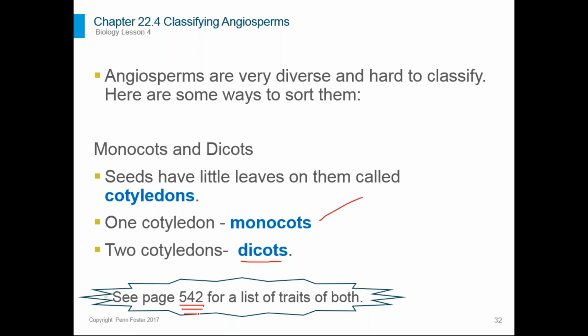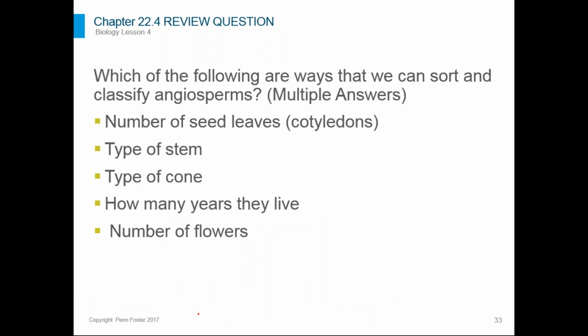All right, and that's about angiosperms. So our last review question, only 2 review questions. Which of the following are ways that someone can classify angiosperms? So there's multiple answers here. So we just talked about the number of seed leaves is one way, the type of stem, whether it's woody or herbaceous, and how many years that they live. All right, you've got annuals, biennials, and perennials. Type of cone, that's not angiosperms, that was gymnosperms. And number of flowers is not a way that we classify them. So they do have flowers, but that's not for classification.